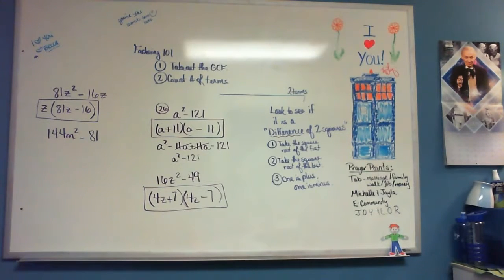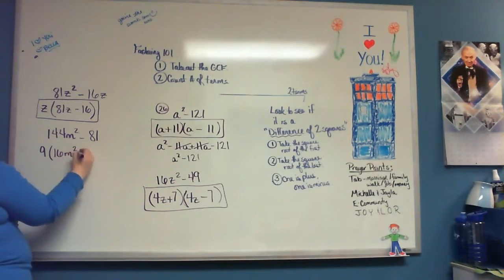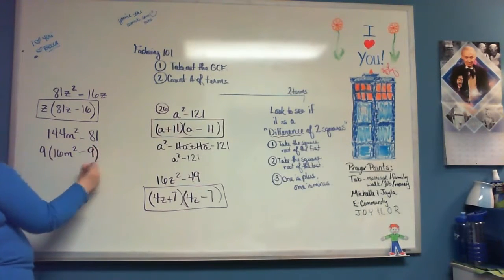Step 1, take out a GCF. Is there a GCF? Why, yes, there is. 9 goes into both. 9 goes into this 16 times. 9 goes into 81 9 times.